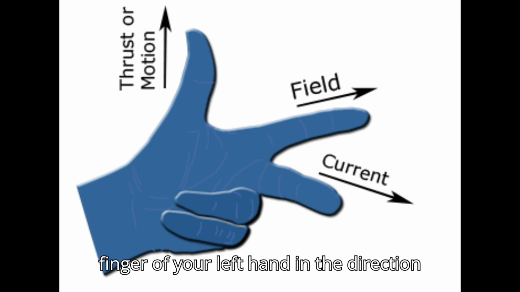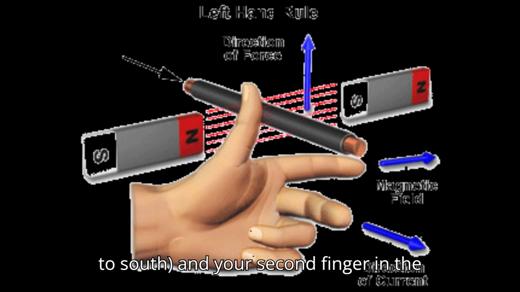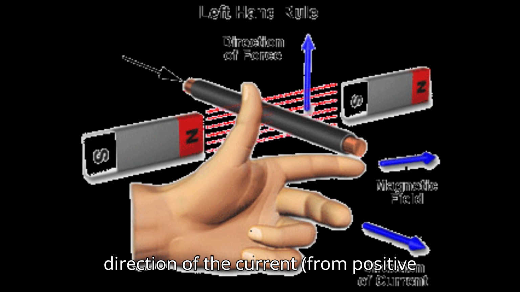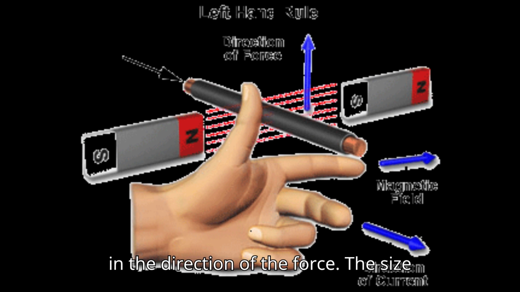If you point the first finger of your left hand in the direction of the magnetic field, from north to south, and your second finger in the direction of the current, from positive to negative, then your thumb will point in the direction of the force.